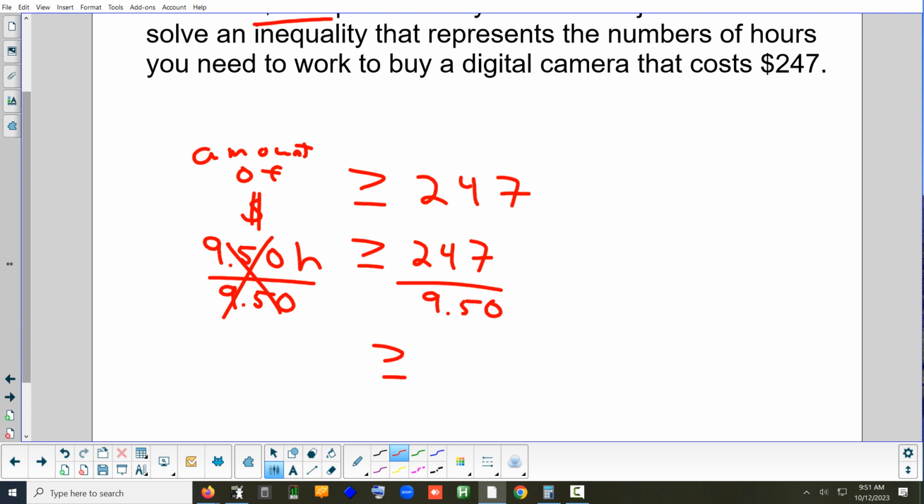So I got 26. What's on the left-hand side? H. And I kind of assumed it. I didn't really ask you this time. I didn't flip the inequality. How come I didn't flip it? Because we're not dealing with any negative. Yeah, I didn't divide by a negative. So as long as you work greater than or equal to 26 hours, you will have enough money to afford the camera.